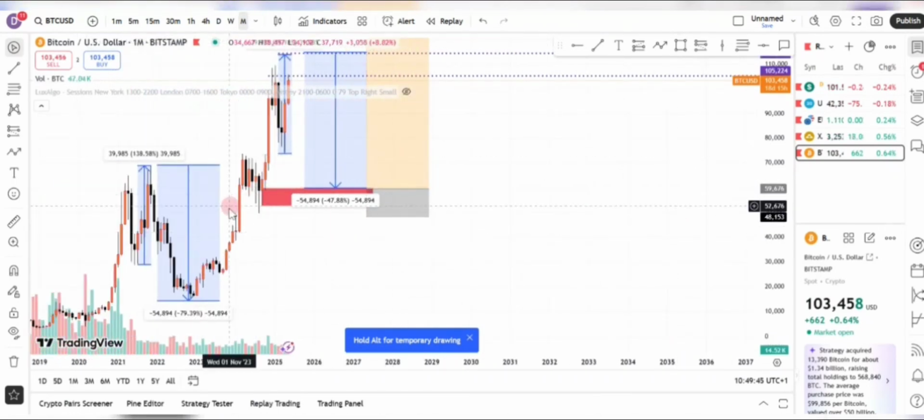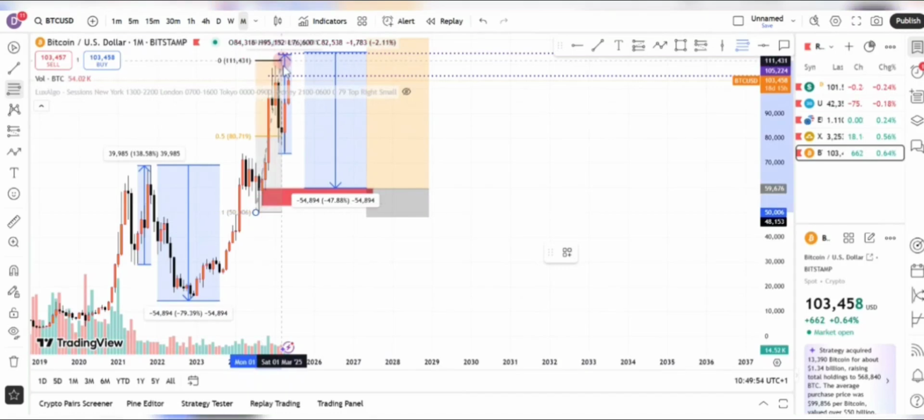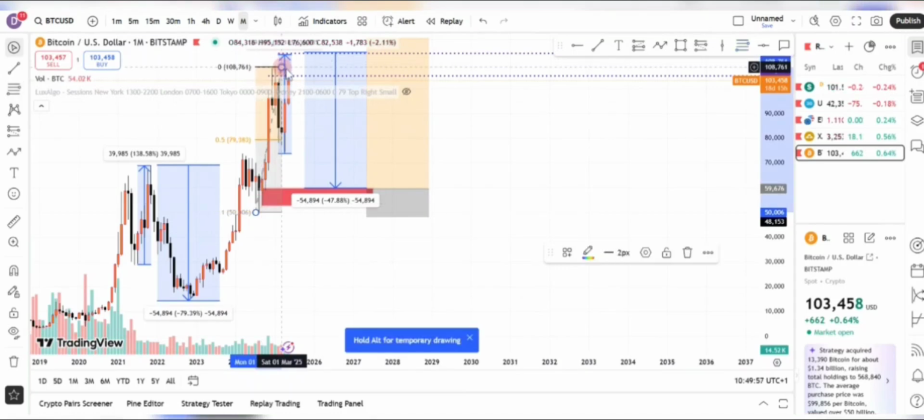I saw that from this high, I'll take my fib. Let me show you something. I saw that from this low to this high, good. From this low to this high, price has done what I call a 50% retracement. Right? So that's a 50% retracement.